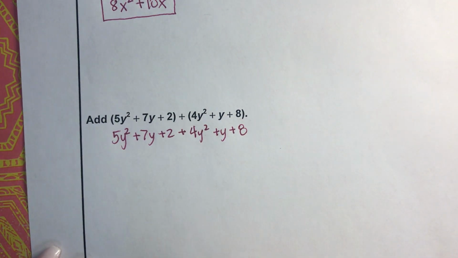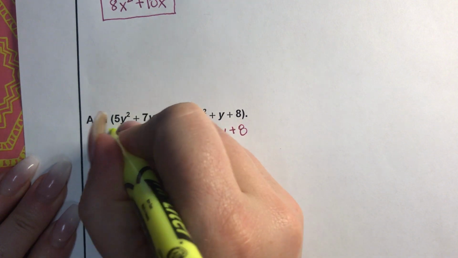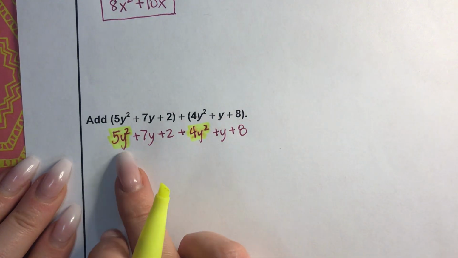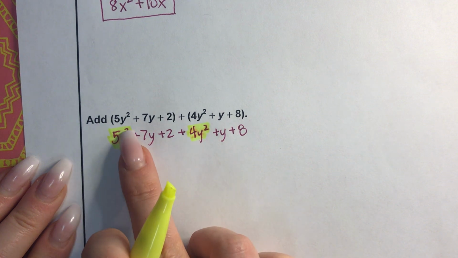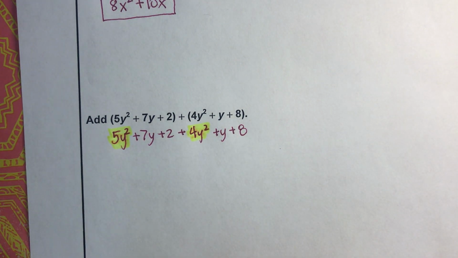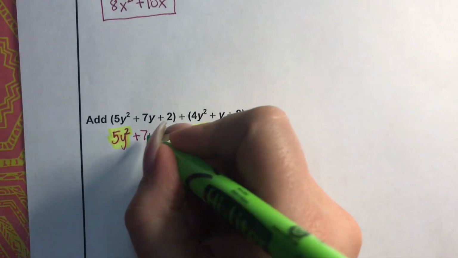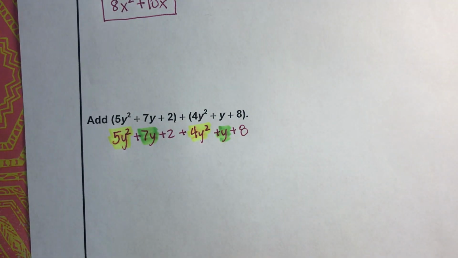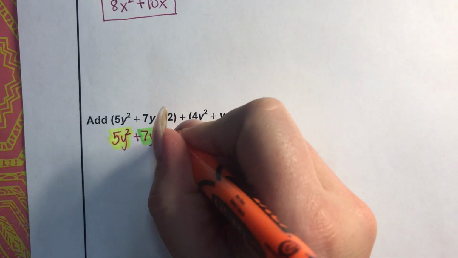Okay, so this is what we're working with. Now we just want to combine like terms. So what I see is there's a y squared, right? So here's a y squared, and here's a y squared. So those are like terms, the same variable and the same exponent. And then what else I see is there's a y. There's this. So those are like terms. And then lastly, I see that there is a number, right?